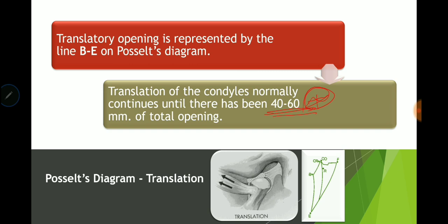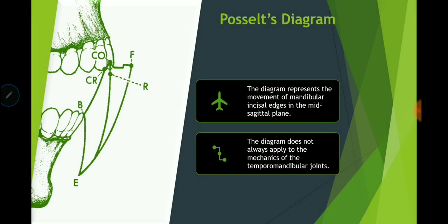So again, on the posterior triangle, what is represented by the line CR to B, that's the hinge opening. And B to E, that's translatory opening. CR to B is about 20 to 25 millimeters, and then B to E is about 40 millimeters. As you can see here, hinge opening, the initial ones from CR, this is the hinge opening.